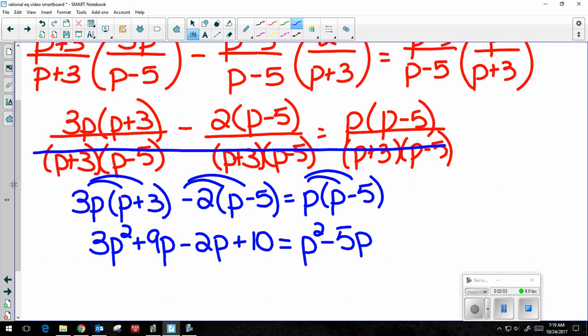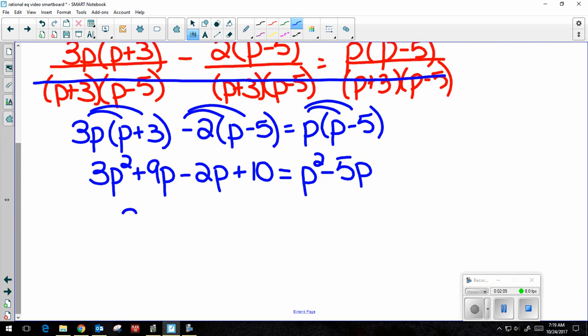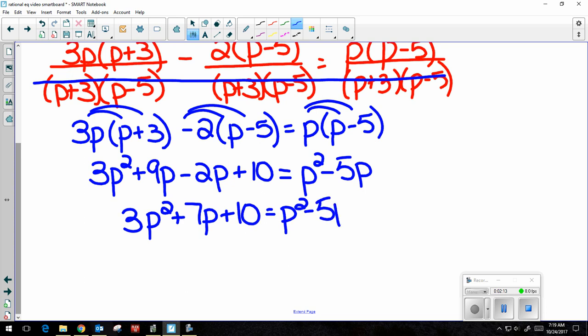On the left side, I have some like terms, so I'm going to combine them. 3p squared plus 7p plus 10. And then on the right side, I'm just going to bring it down. I have a p squared. So whenever we have a variable squared, that means I have a quadratic.